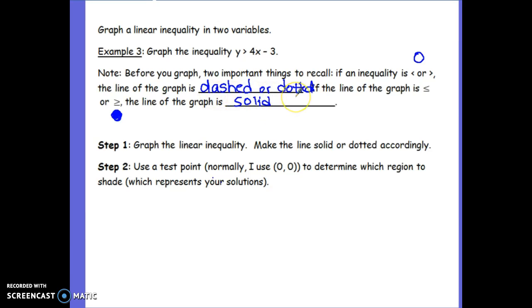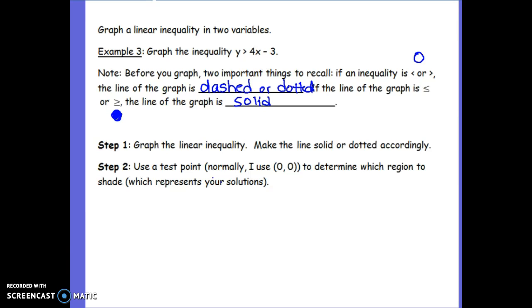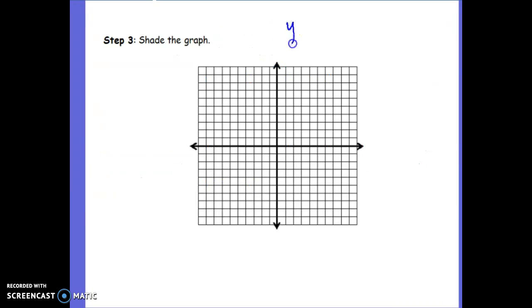If it's a dashed line, those values are not. So in order to graph it, what we want to do is first graph the linear inequality, make the line solid or dotted accordingly. So this graph that we're doing is y is greater than 4x minus 3. So let's write that here. Y is greater than 4x minus 3.